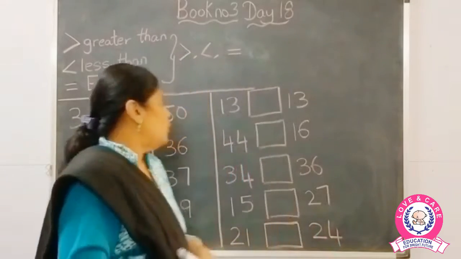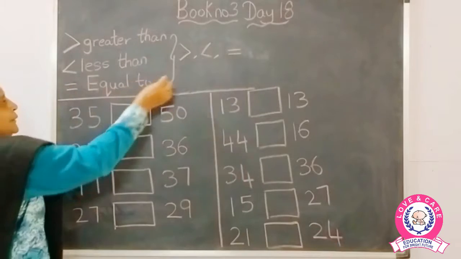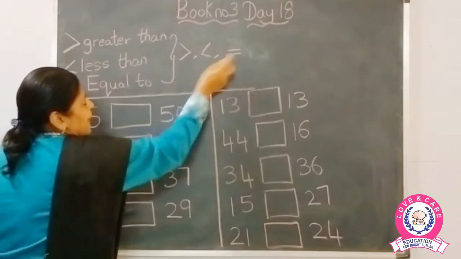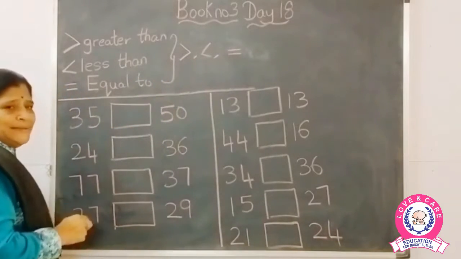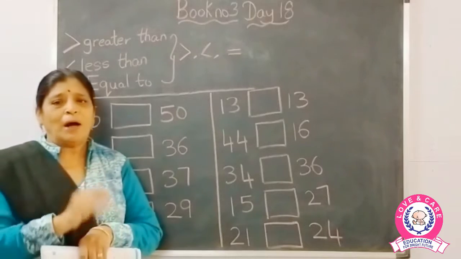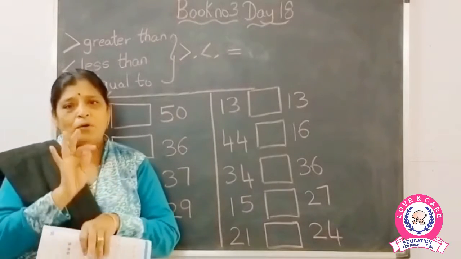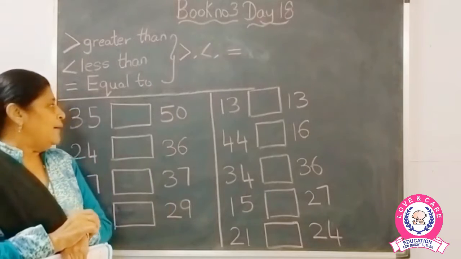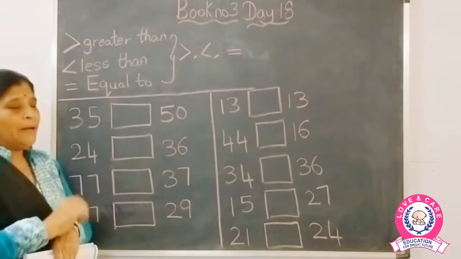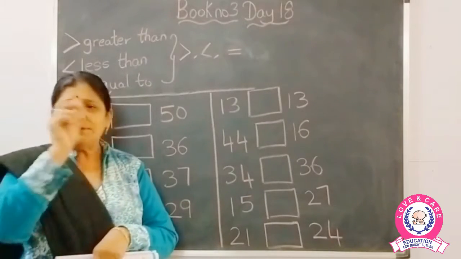Okay? Look on the blackboard. See, here 3 signs are there, so you have to choose the sign. When the number is greater, you have to open the crocodile's mouth there. And when the numbers are equal, you have to put an is equal to sign.